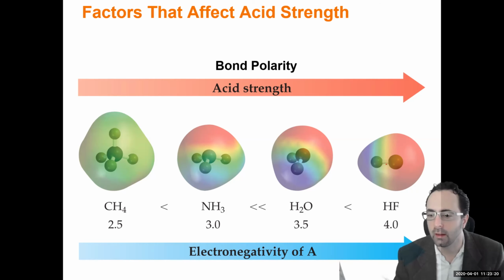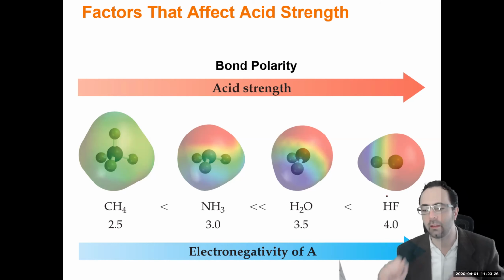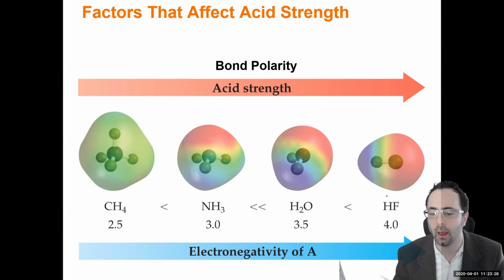And so then you'll get a stronger acid. So the HF is the strongest of all of these acids. It's the only one that could really be considered an acid. Water can act like an acid, but its bonds are much stronger than those between H and F. And then these guys here, NH3 is actually not even an acid at all.